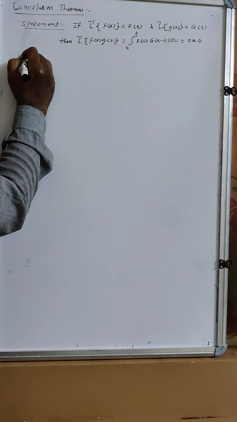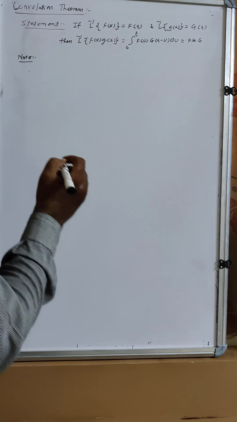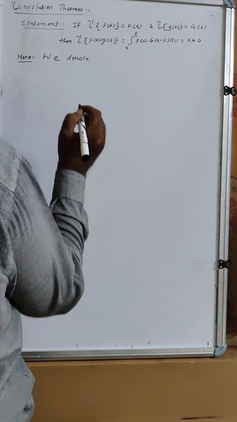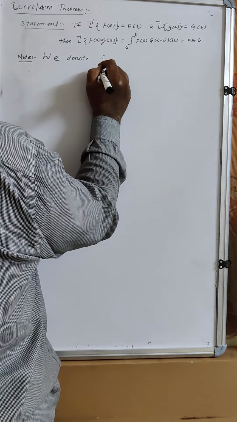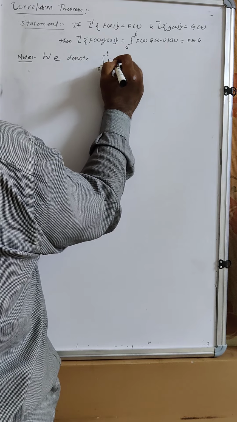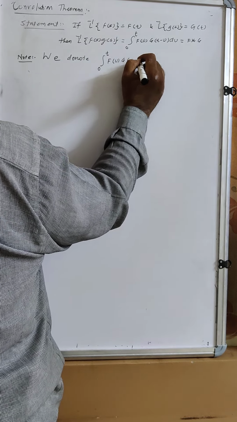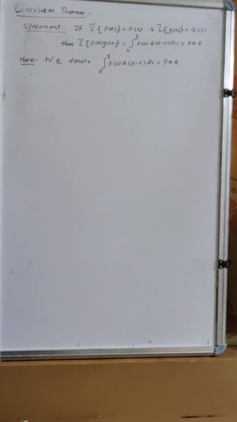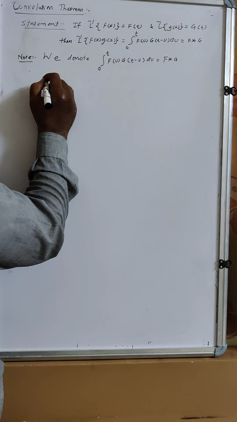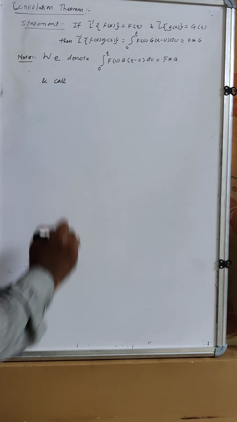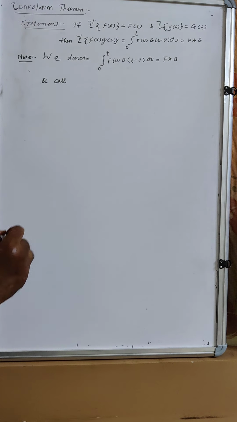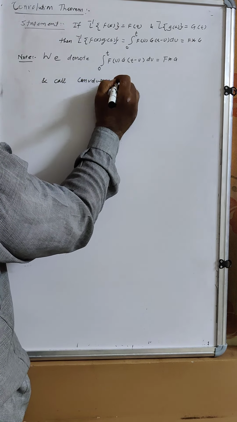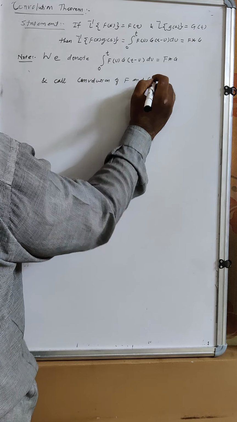Note, we denote integral from 0 to t of f(u) g(t minus u) du, which is equal to f star g, and call it the convolution of f and g.